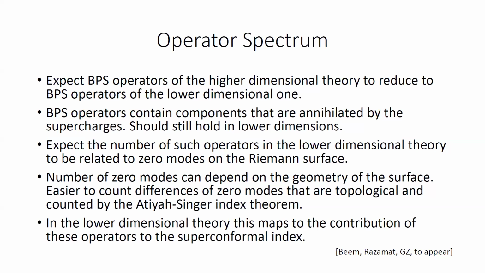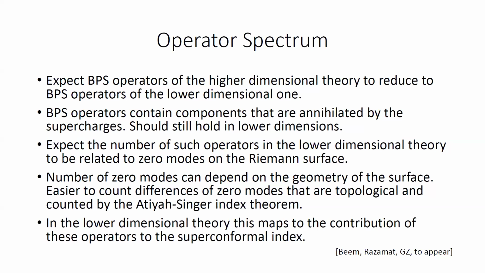So we expect that if you have some BPS operator in lower dimension, it should come from some BPS operator in higher dimensions. Furthermore, this reduction includes a Kaluza-Klein reduction. So in general, whatever operators you have left in lower dimension come from some zero modes on the surface. This means you might be able to predict the BPS operators you have in lower dimension by looking at the spectrum of BPS operators in higher dimension and counting their zero modes on the surface.